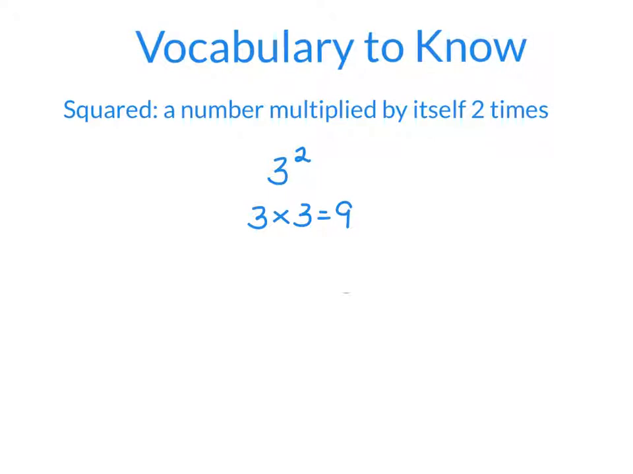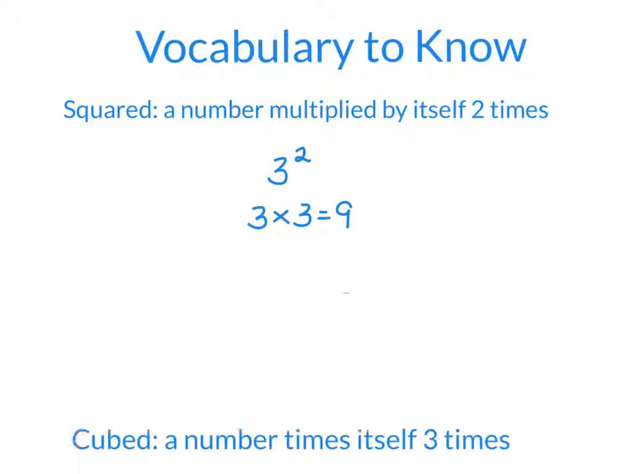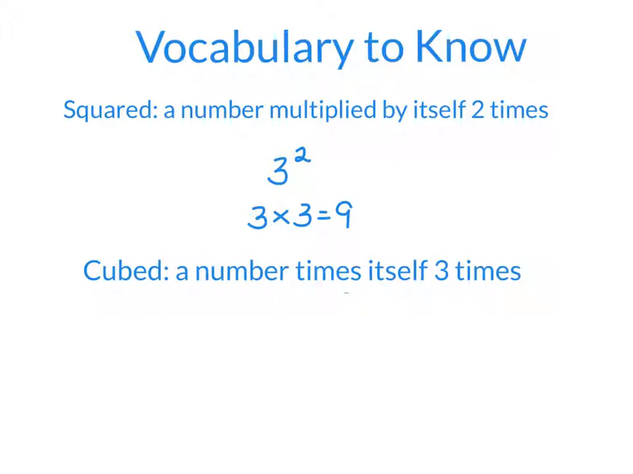Another vocabulary word you need to know is the word cubed. When you cube a number, you're multiplying it by itself 3 times. Here's an example. We would say this as 2 cubed. So this would be 2 times itself 3 times. 2 times 2 times 2. Remember, don't make the mistake of adding the numbers together. Multiply them all. 2 times 2 is 4, and 4 times 2 would give you a product of 8.